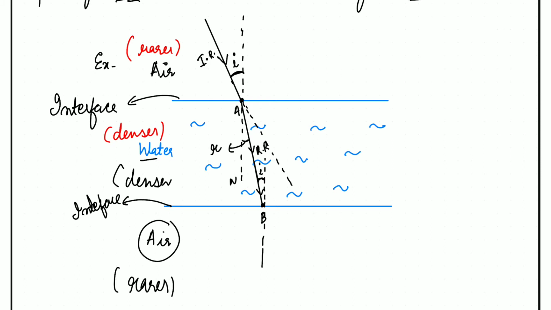So whenever a light ray is traveling from denser to rarer medium, it is going to bend away from the normal, right? It is going to bend away from the normal. Let me call this the angle of refraction for this particular case, right? I hope that is understandable.